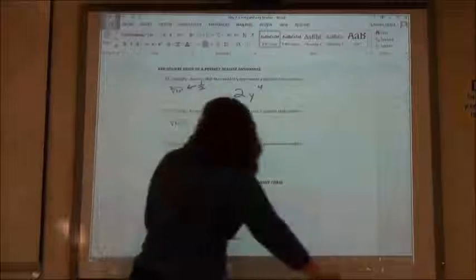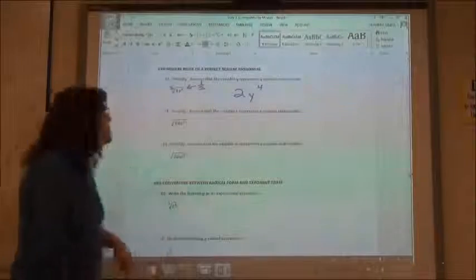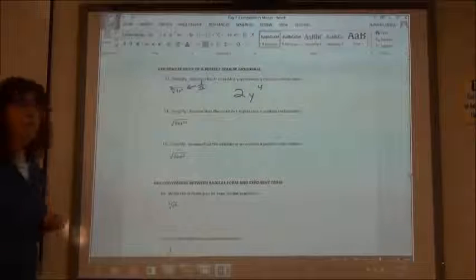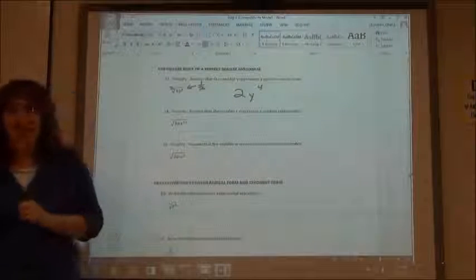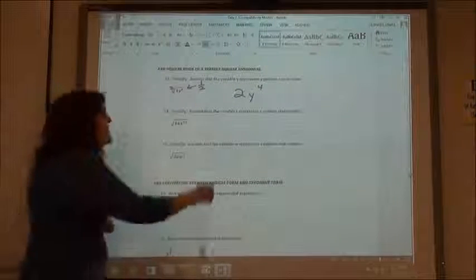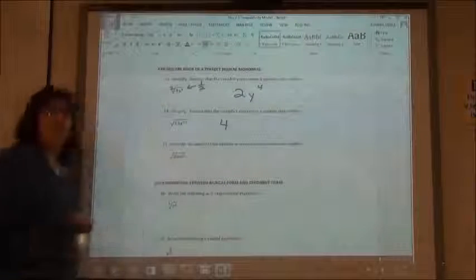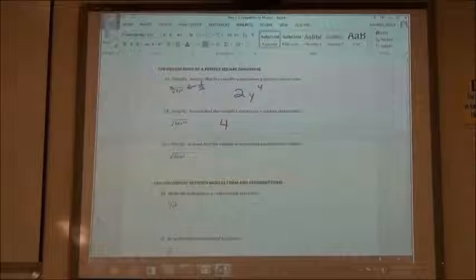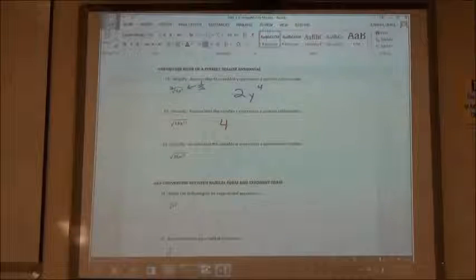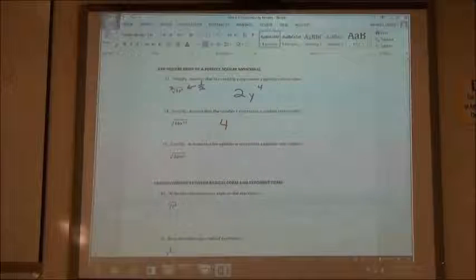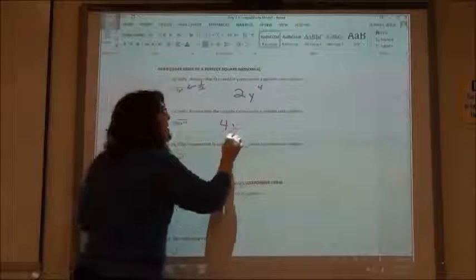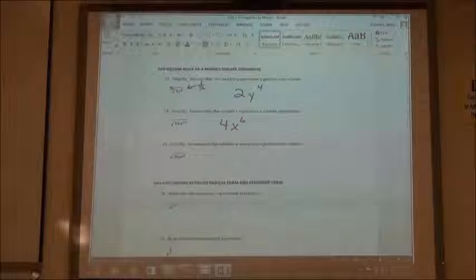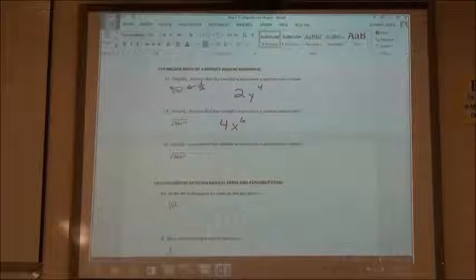So, if we are going to do the square root of 16x to the 12th, the square root of 16 is 8. Not 8? 4. 4 times 4 is 16. Okay. 8 times 8 would be 64. Oh yeah, you're right. So the square root of 16 is 4. The square root of x to the 12th is x to the 6th. So if you took a 4x to the 6th times a second 4x to the 6th, you get 16x to the 12th.